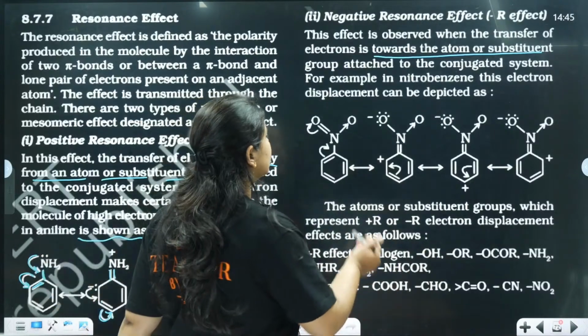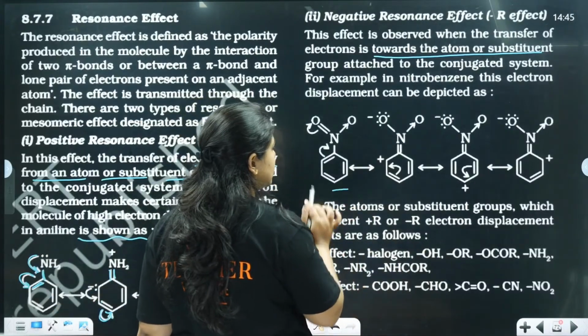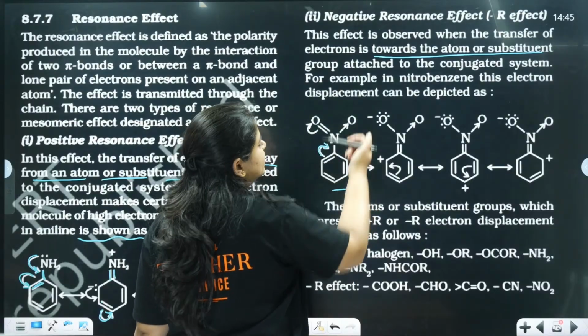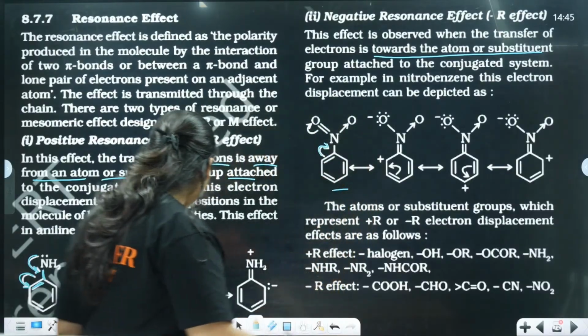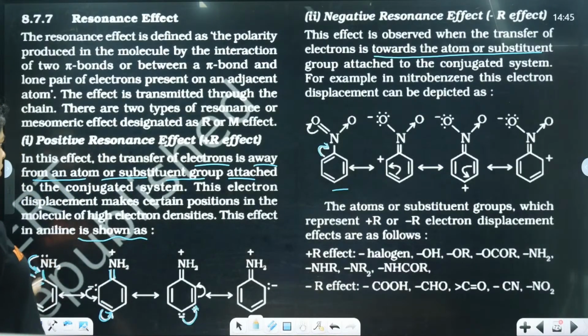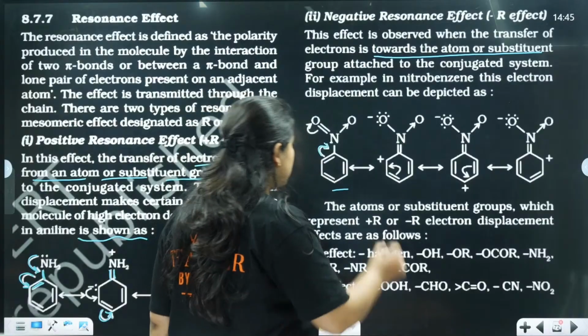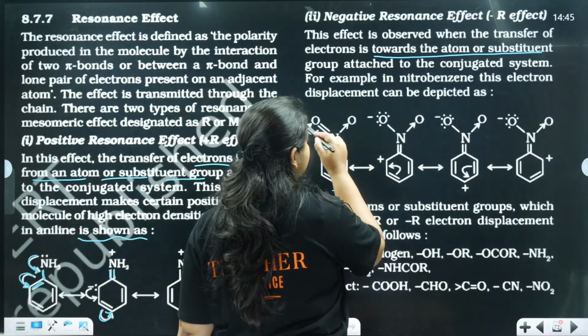Okay, what happens here? Concentrate properly. Here benzene is present. Look here, it is coming towards. Arrow marks you can just check it out outside. Okay, away, it's happening towards the atom. Clear? Same again.